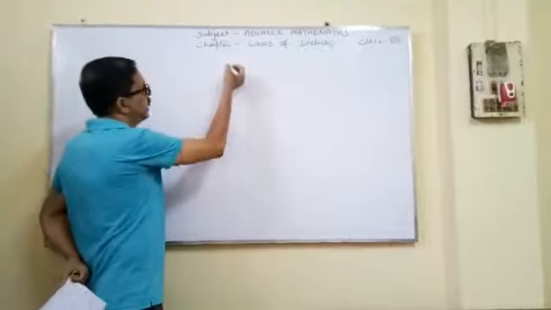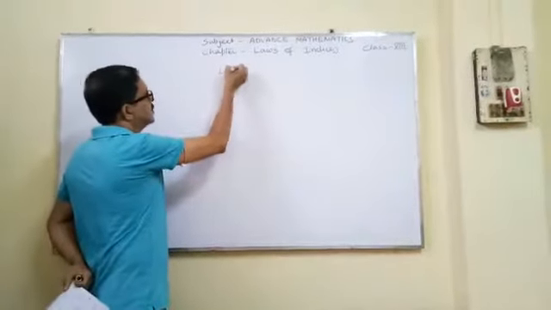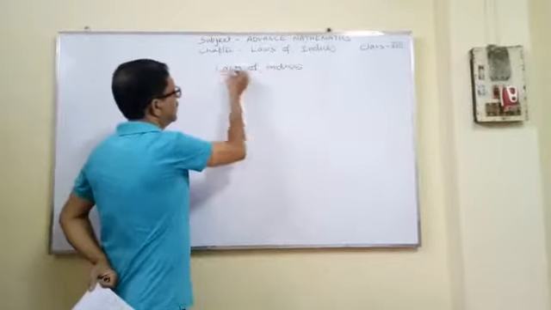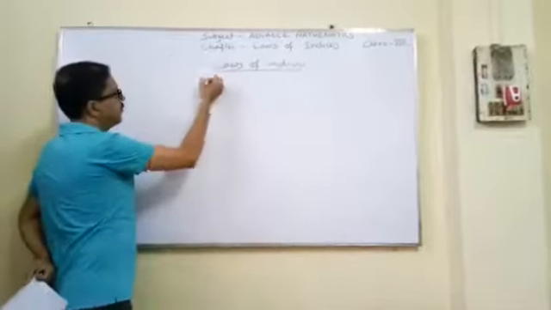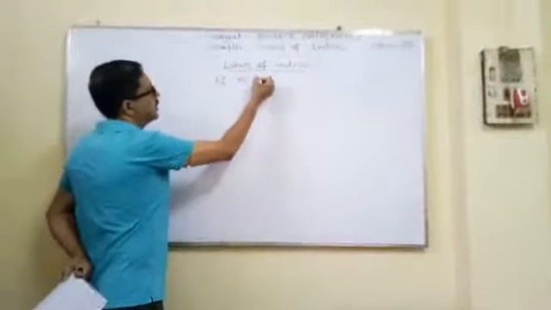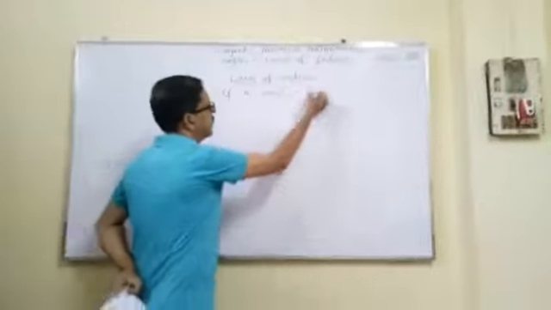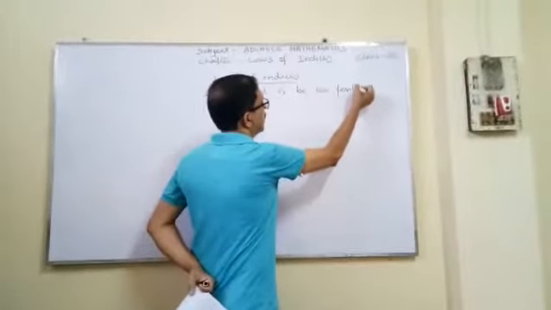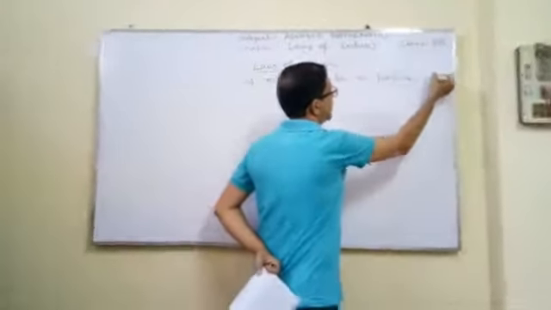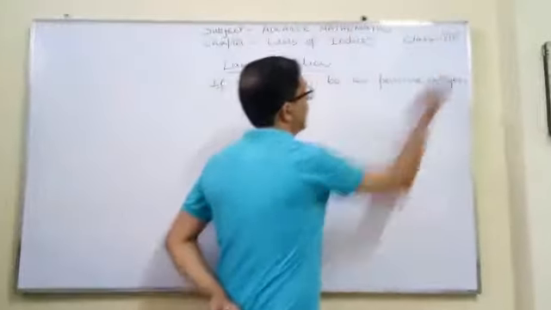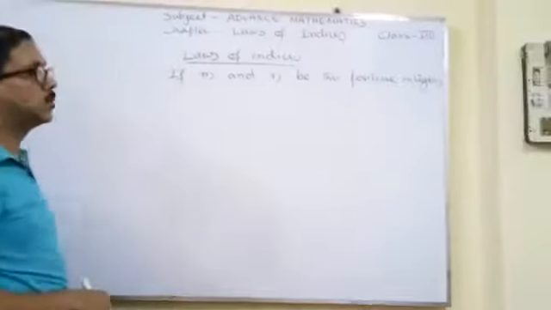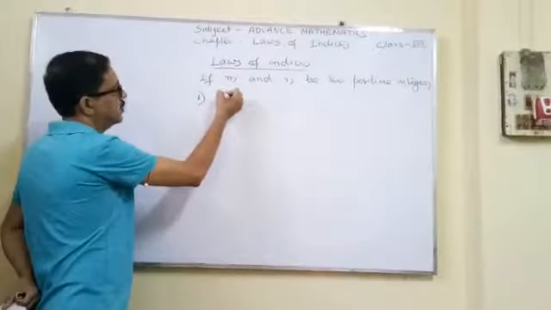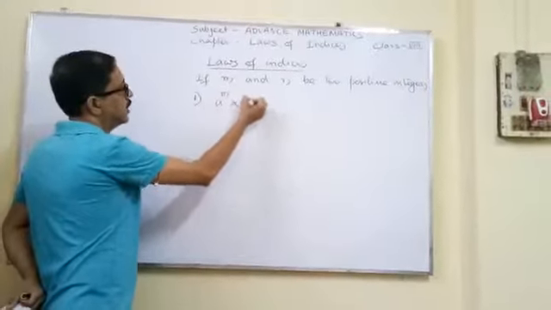What are the formulas or laws of indices? Some laws of indices. Again, we write here. Suppose m and n are two positive integers. Then the first law is a to the power m into a to the power n.